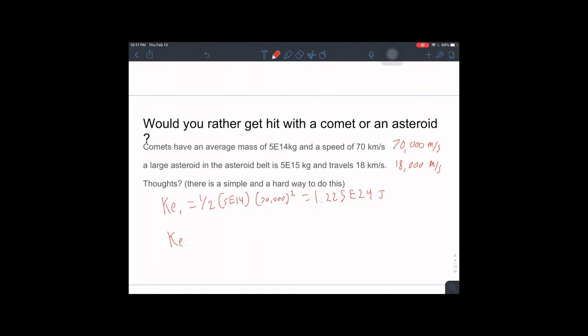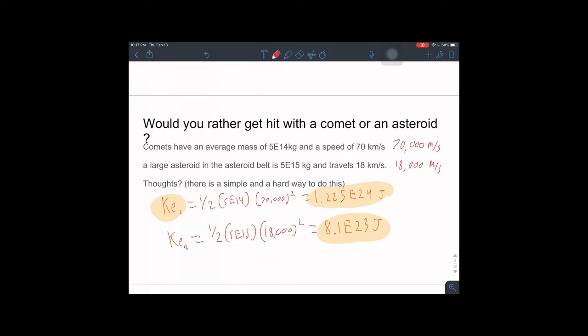Doing the same math for the asteroid, we see 1/2 its mass, which is 5e15 kilograms, times its speed of 18,000 meters per second, squared. Again, using our calculator, we see that this is equal to 8.1e23 joules. So we know that the comet has more kinetic energy, as this number is larger than this number. That was one way of solving it. However, there is a second one.